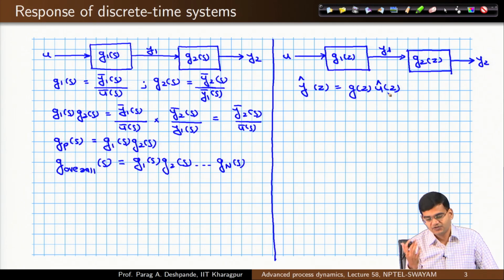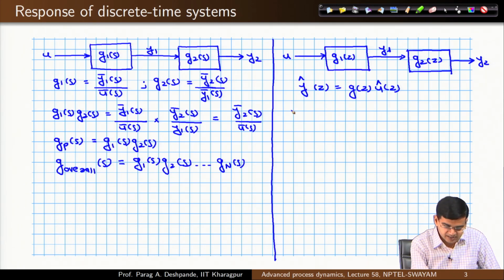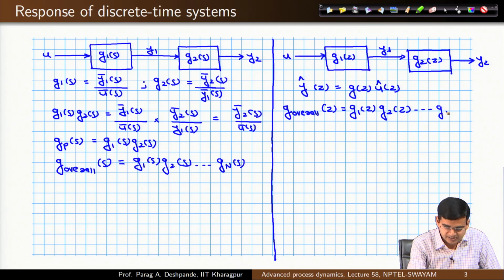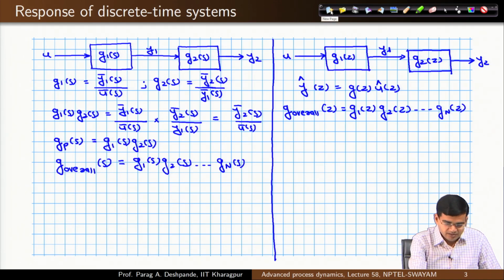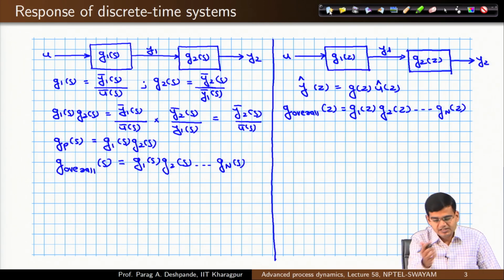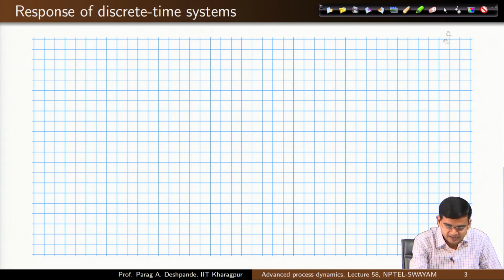So, I can do this for all the individual transfer functions, from where it is not very difficult to see that g overall of z would be equal to what? G 1 of z, g 2 of z up to g capital N of z. For n systems in series, your transfer function is simply the multiplication of individual transfer functions. This is applicable for continuous as well as discrete time domains. Fine. Then what else?